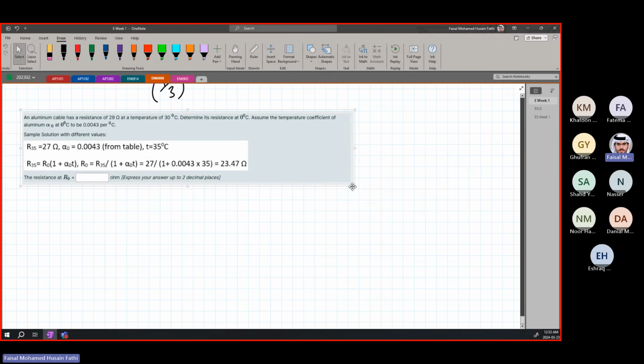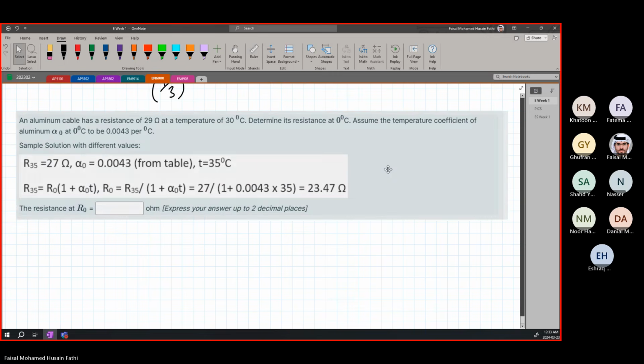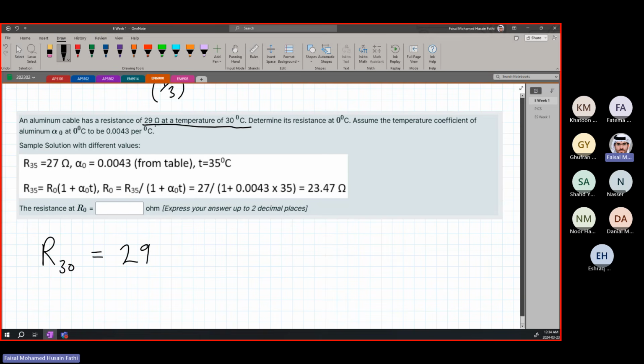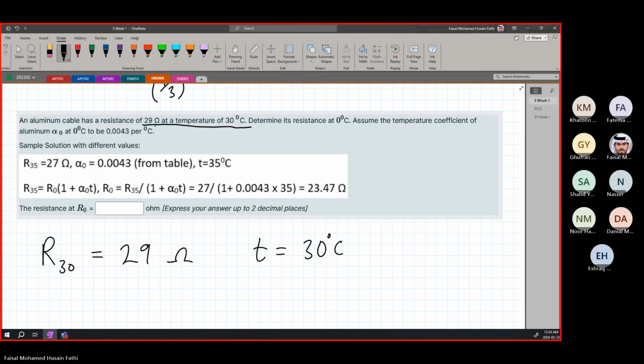Here it says an aluminum cable has a resistance of 29 ohms at a temperature of 30 degrees. What does this mean? R at 30 degrees Celsius is equal to 29 ohms. It says to determine its resistance at 0 degrees Celsius, so it's R0 we are looking for. And it says assume the temperature coefficient alpha 0 to be 0.0043 per centigrade.